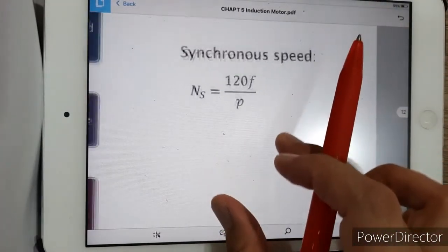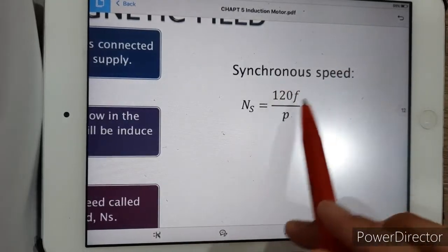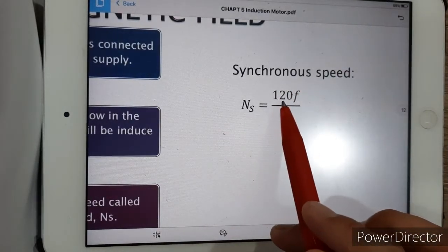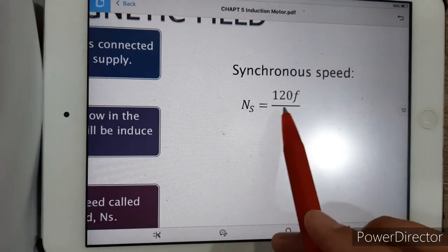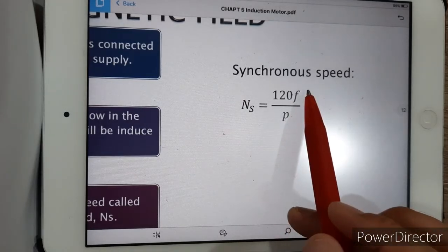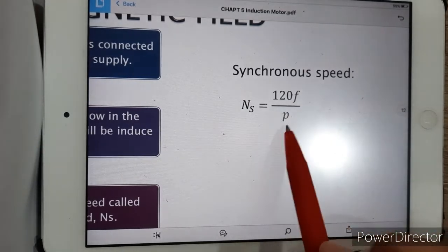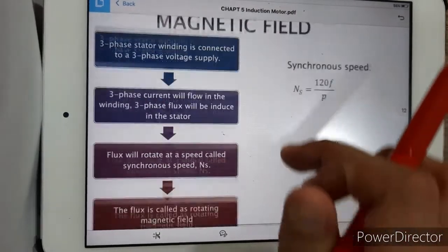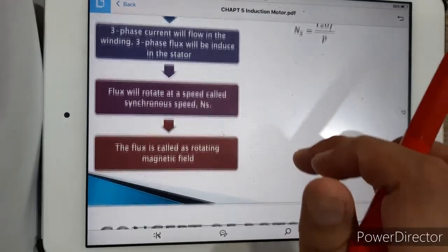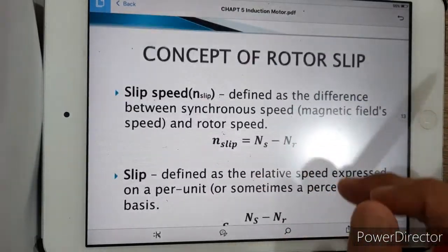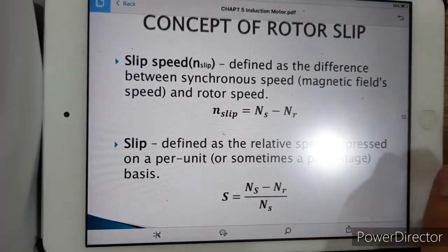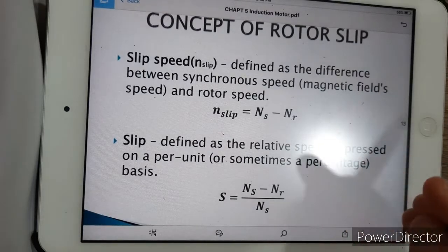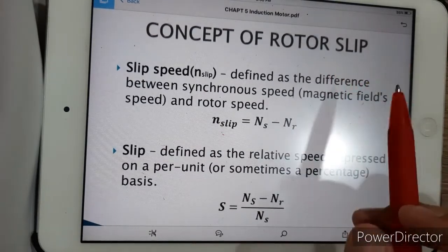This is the formula for synchronous speed: NS equals 120 F divided by P. F is the frequency in hertz, and P is the number of poles. Poles means kutub. And then this is the other relationship, between slip and NS.